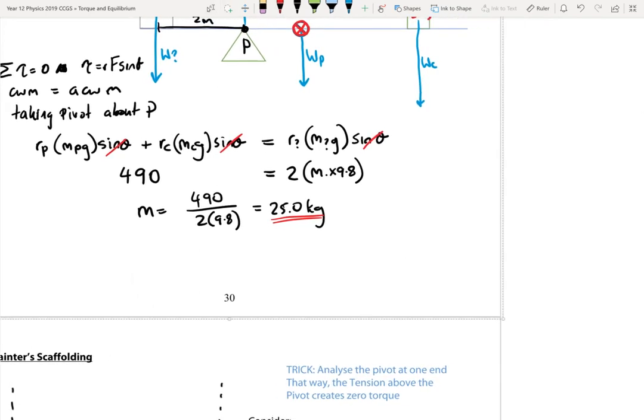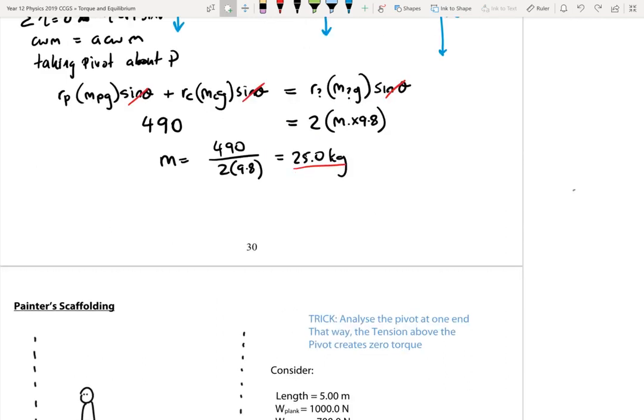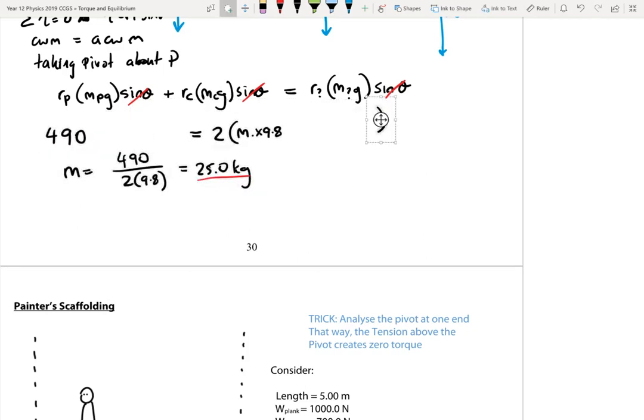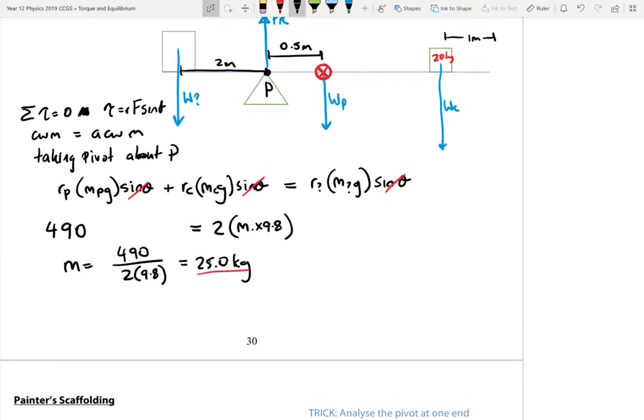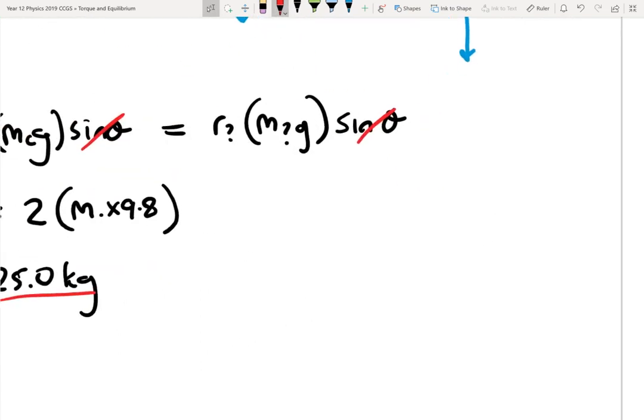Now, I apologize, I want to move this across. Why did that just move up? Hang on, Control Z. Now we have our unknown. We now know the weight force. That's going to be 25 times 9.8. We can now do rule number 2.